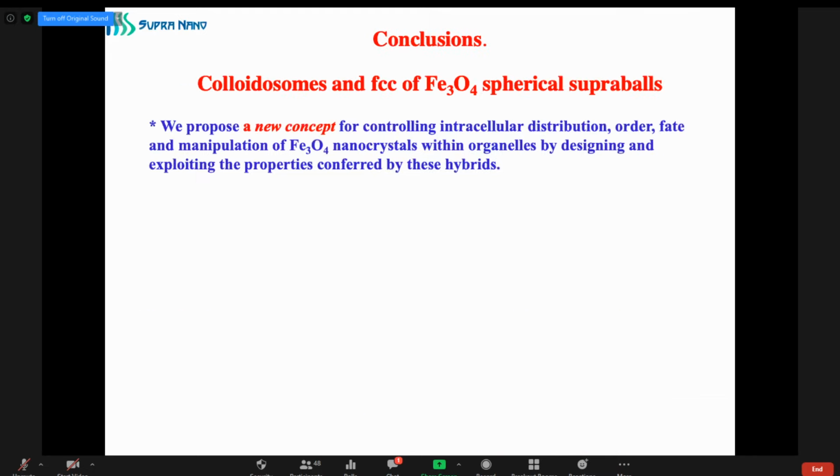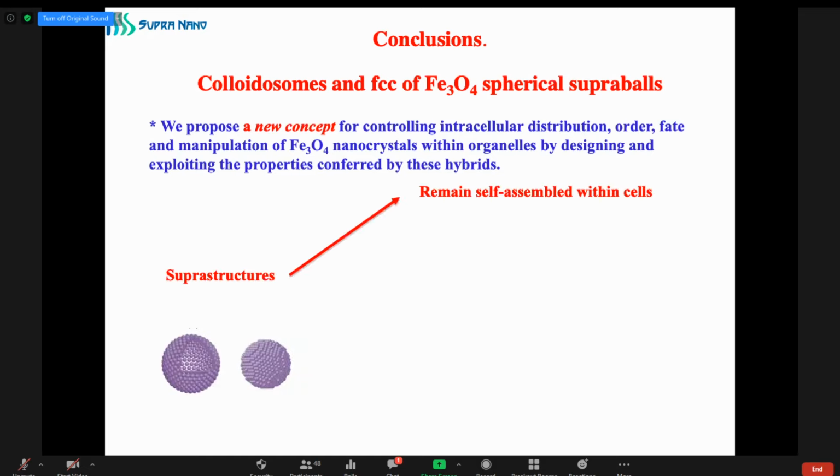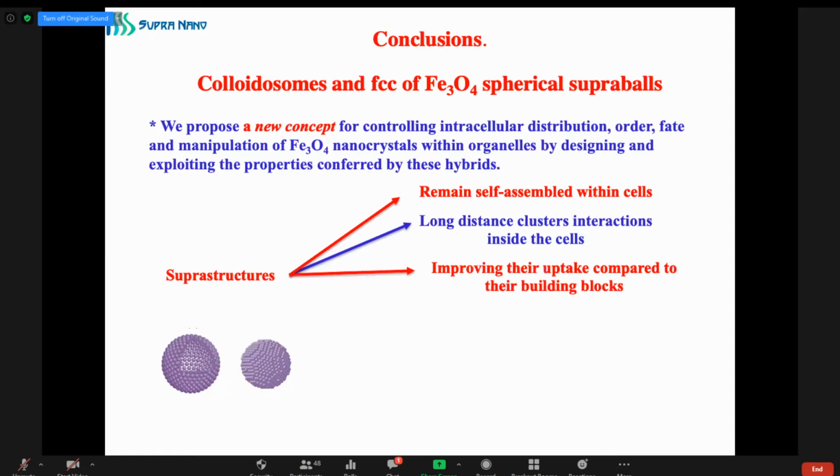Concerning the colloidosome, we developed a new concept for controlling the intracellular distribution, the order, the fate, and the manipulation of ferrite nanoparticles in the organelle. And so the supracrystal remains self-assembled. You have a long distance cluster interaction inside the cells. You improve the uptake compared to the building block. Do you remember? It's almost a factor of 5, but it can reach 10, 12, 13.